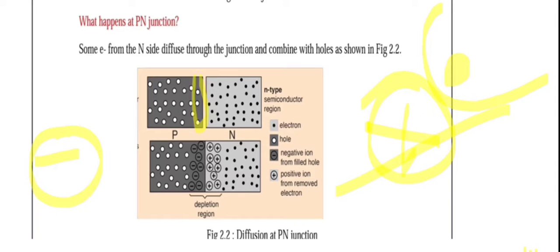Electrons in the n-type material diffuse through the junction and combine with holes, leaving behind a positively charged ion, which is known as a donor ion in the n-type. And when a hole is combining with an electron, what remains is a negatively charged ion known as an acceptor ion.